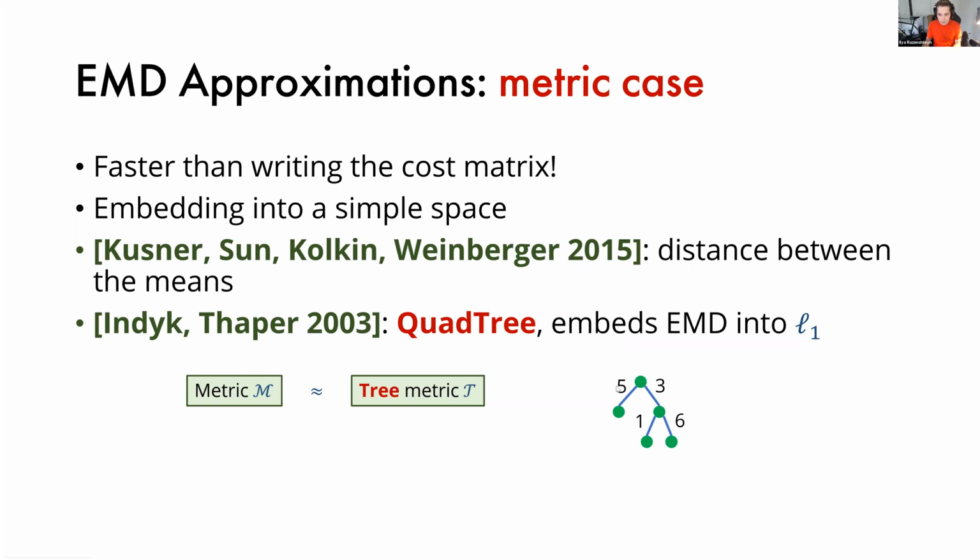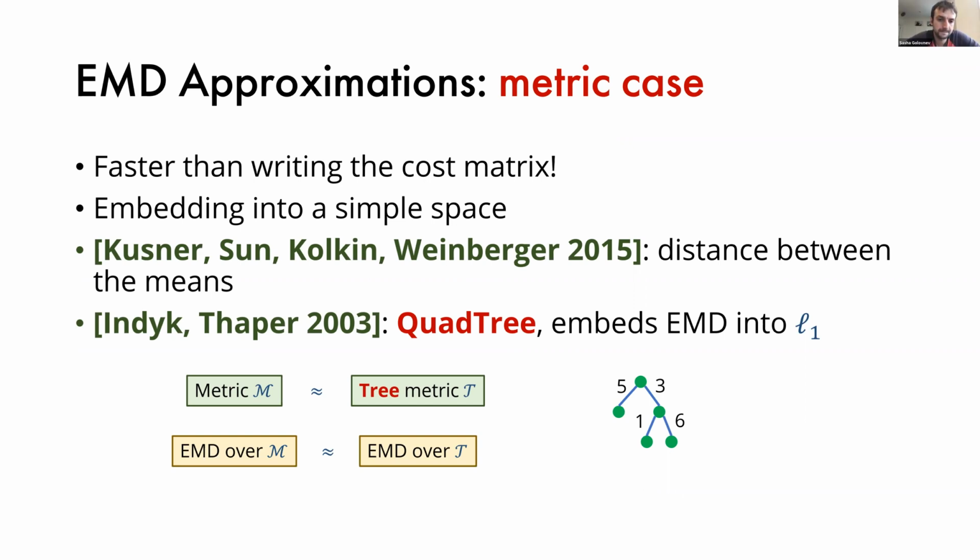So for example, the distance between this point and this point would be 8, right? The distance between this point is 5. Okay, so any metric is kind of a tree metric up to some factor. Can we also efficiently construct such a tree? Yes, and QuadTree gives you one way of doing it.